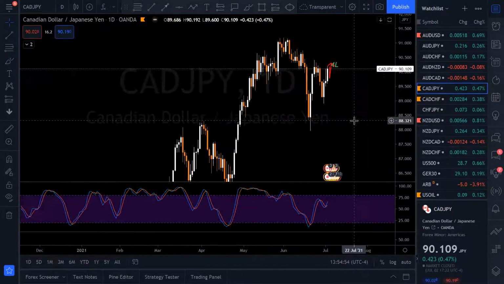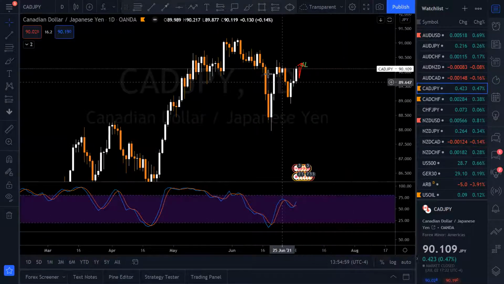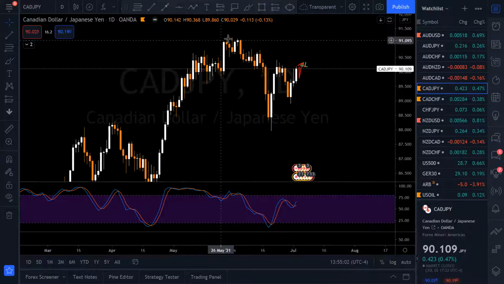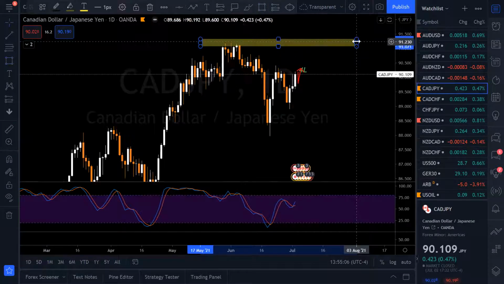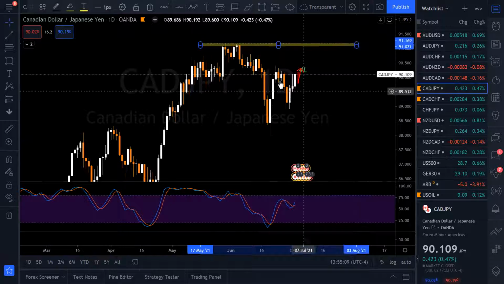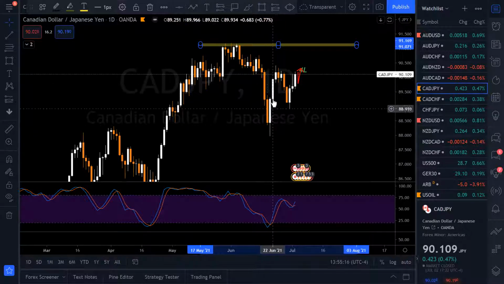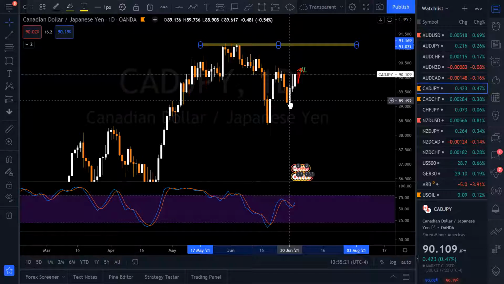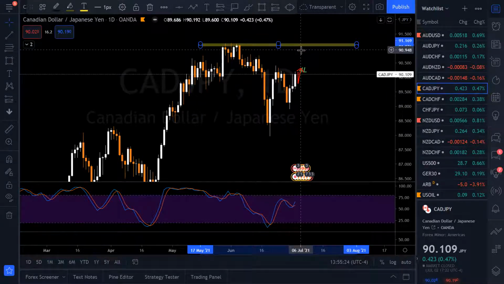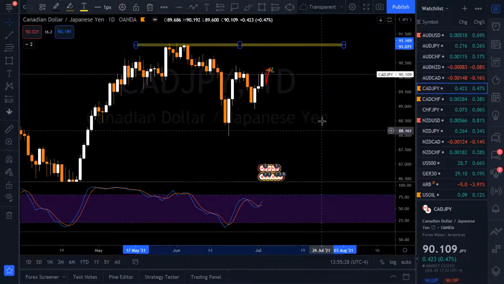But what happened here? We failed to make a higher high. Once we made this higher high, we failed to get any higher. What did we end up doing? We ended up breaking these lows all the way down here. Now we come back up, corrected here, made a higher low. Is this going to lead to a higher high? We've got to find out. That's why it's a funky one.